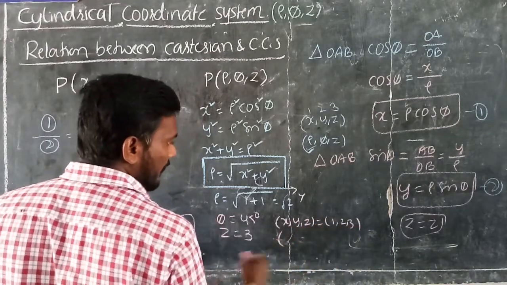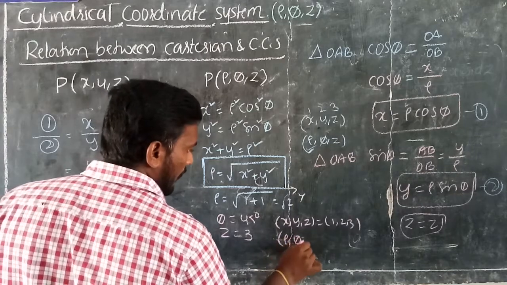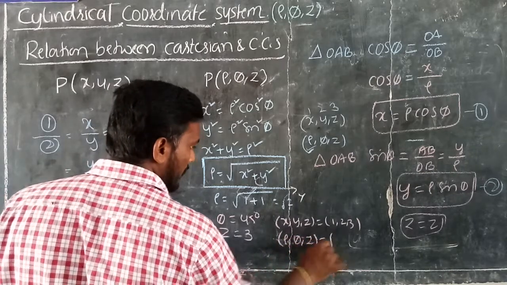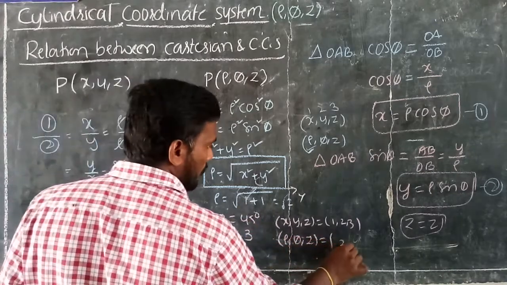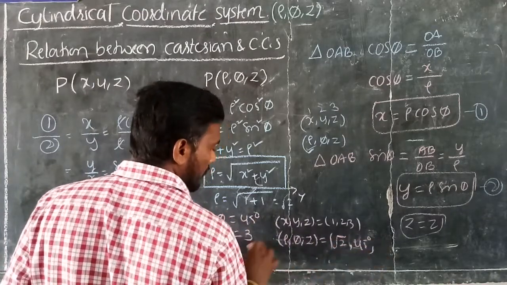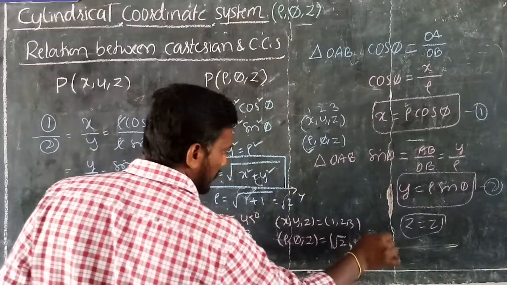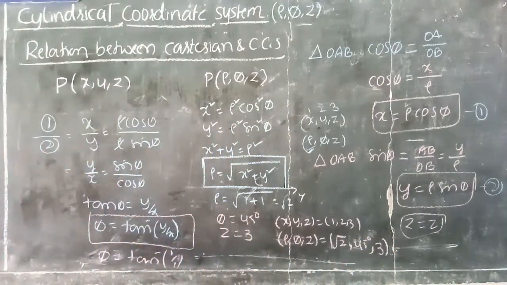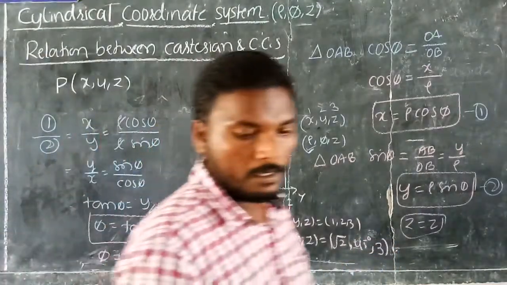So if the point in x comma y comma z is 1 comma 1 comma 3, in the cylindrical coordinate system the point is going to be like this. What is the radius? It is root 2, comma 45 degrees, and what is z? It is 3. So up to now we have completed the cylindrical and Cartesian coordinate systems.